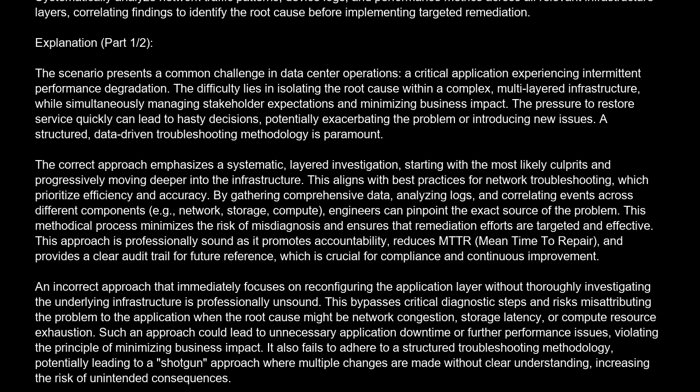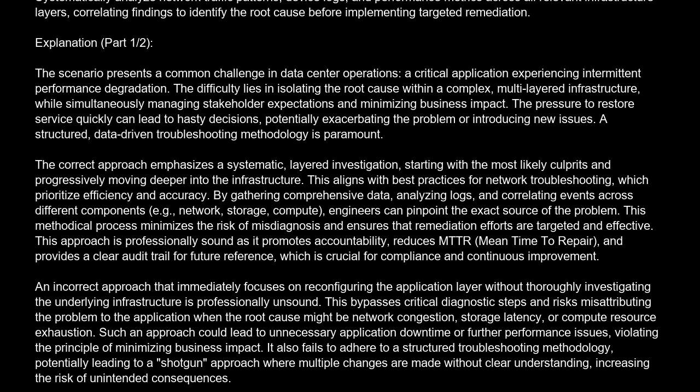Explanation: the scenario presents a common challenge in data center operations, a critical application experiencing intermittent performance degradation. The difficulty lies in isolating the root cause within a complex, multi-layered infrastructure, while simultaneously managing stakeholder expectations and minimizing business impact. The pressure to restore service quickly can lead to hasty decisions, potentially exacerbating the problem or introducing new issues. A structured, data-driven troubleshooting methodology is paramount.